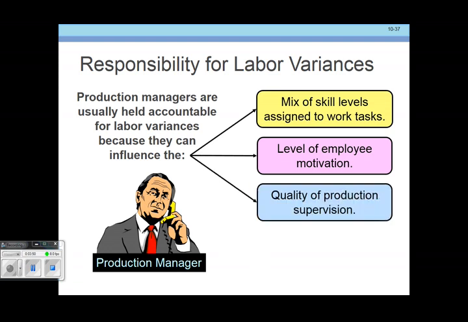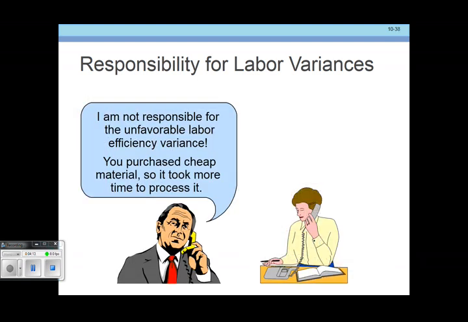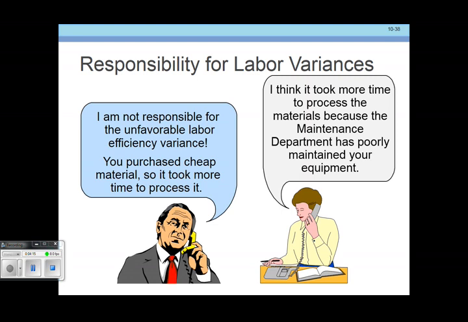Responsibility for labor variances is usually the production manager, but notice a lot of things can fall into this. How skilled the workers are, how much training they've had, perhaps their supervision, their manager, maybe they don't want to work for that particular individual. The motivation, their morale can play a role. So there's a lot of possible things that can play a role in those labor variances. And once again, will there be arguments between the production folks and the purchasing folks? There could very well be.